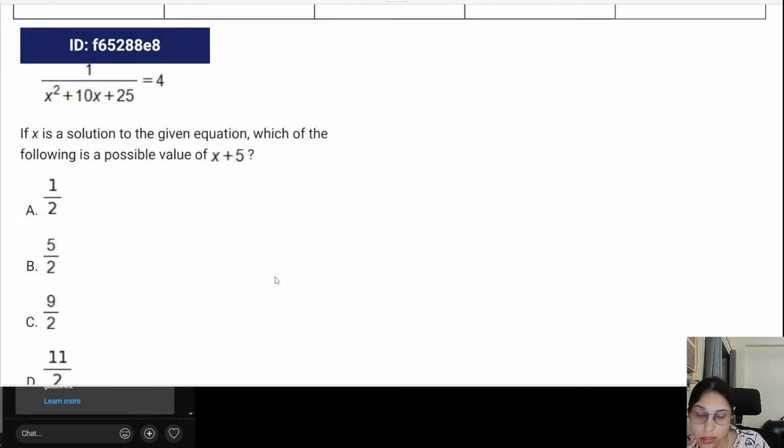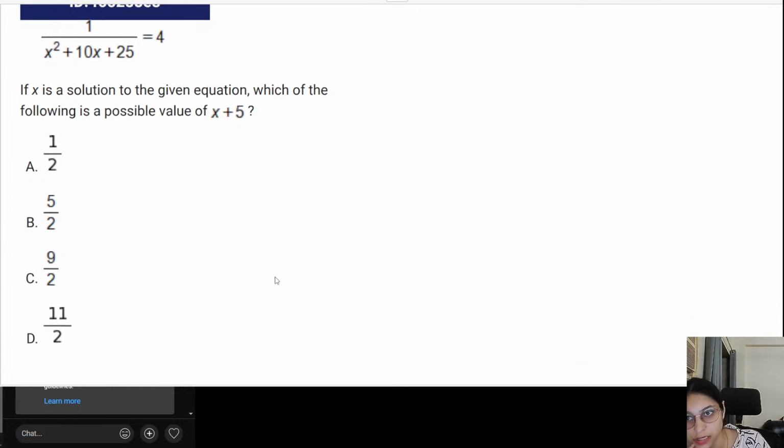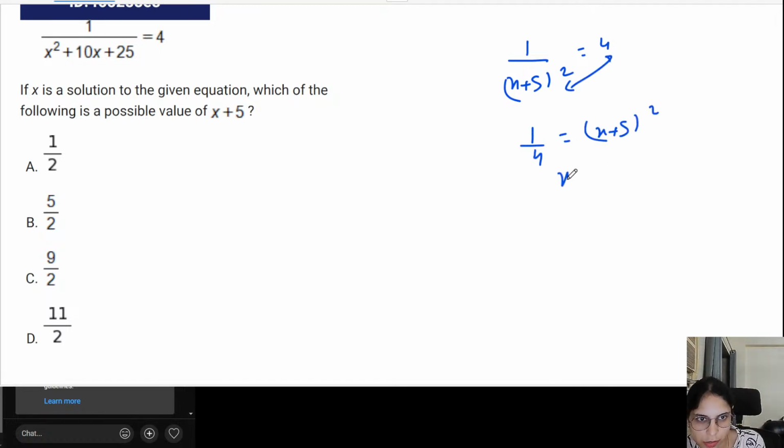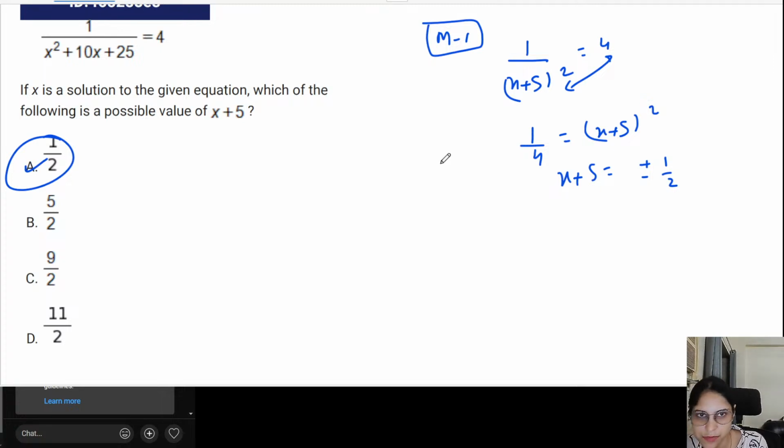X is a solution. Which of the following is a possible value of x plus 5? Oh, so this you can directly see this is 1 over x plus 5 whole squared equals 4. So cross multiply and divide, you'll get 1/4 is x plus 5 whole squared. Basically, you can interchange these two things. So x plus 5 is going to be plus minus 1/2. 1/2 is your answer. And that's method 1 because I was able to see the connection. This is just x plus 5 whole squared.